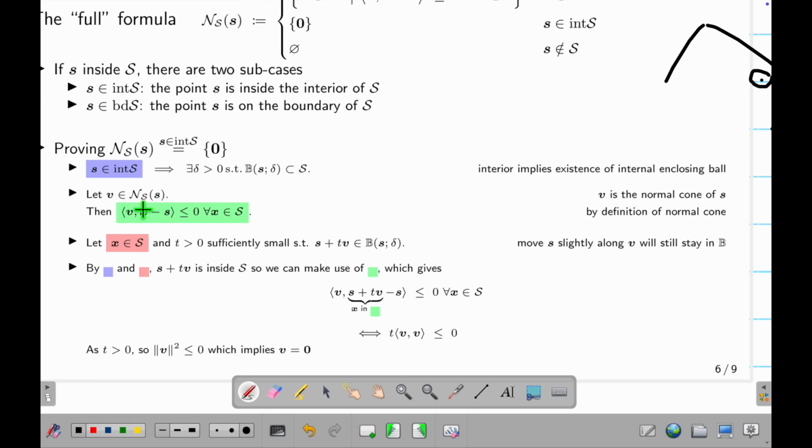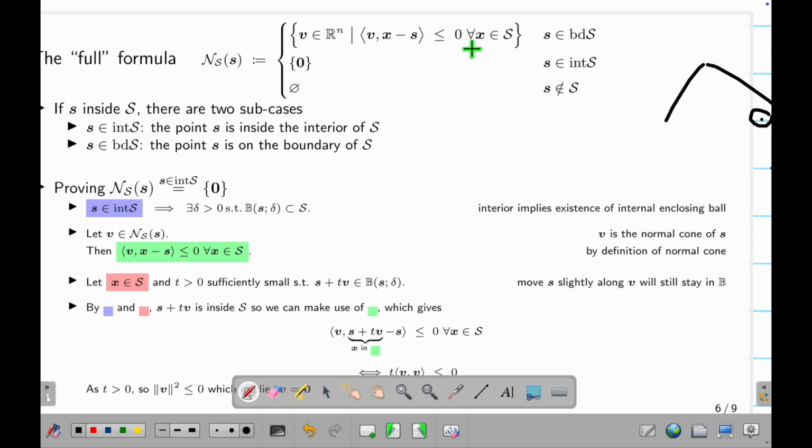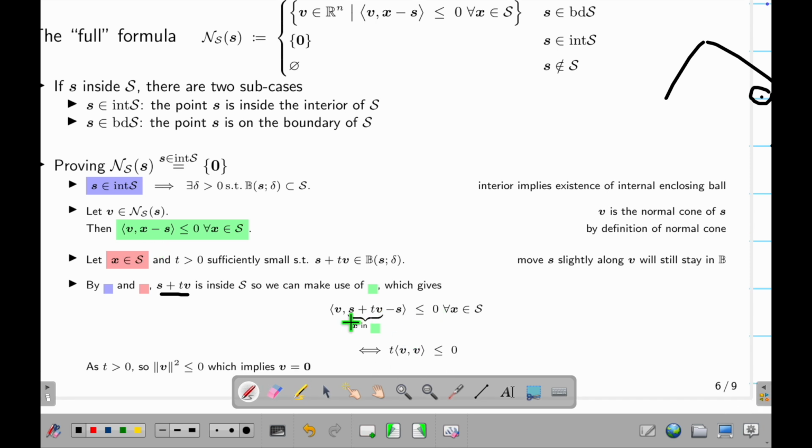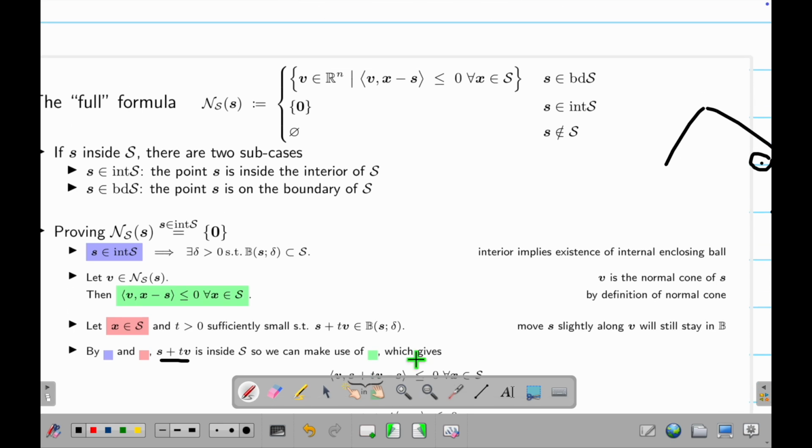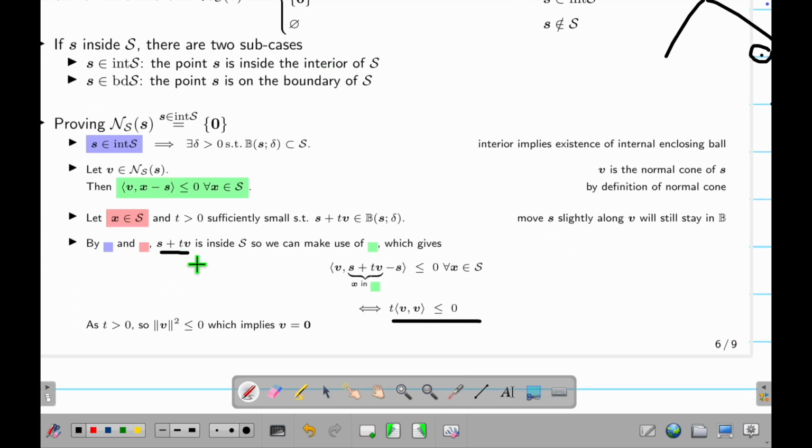Now I have V. V is a vector in this normal cone. Normal cone definition is this, right? So I have green. And now I have X in the ball. X is this guy. So by blue and red, now I consider S plus TV. S plus TV is S moving along V by an amount T. Then I use green because of this. So S plus TV, this whole thing is the X. Then I have V inner product with this thing, because S and S cancel out. This gives me something smaller than 0, which is impossible. Therefore, you have to get 0 vector. This is true only if V is 0 vector, because T is a positive distance moved. That's how easy the proof is.